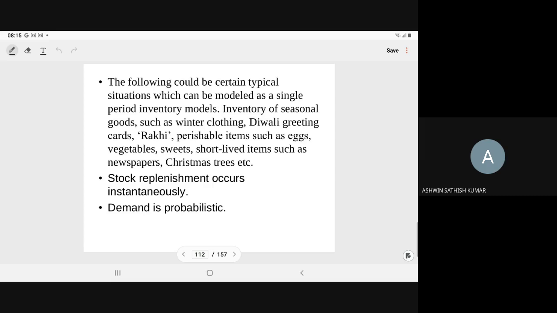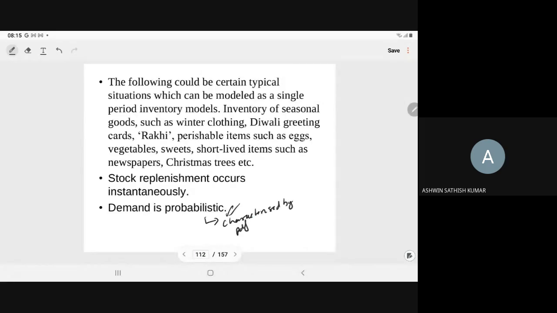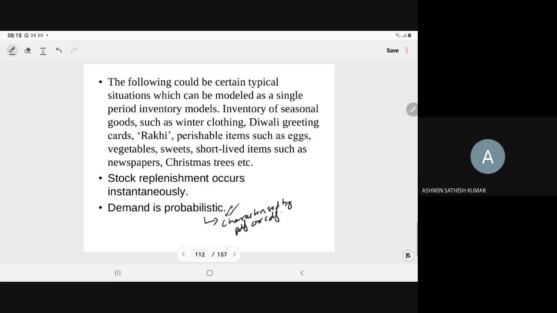So in this, the stock replacement occurs instantaneously. Means we always assume we have the stock in prior, right? You cannot reorder during the period. And because it is a probabilistic model, here we take the demand as probabilistic in nature. When probabilistic in nature, it means it is characterized by either the PDF or the CDF.